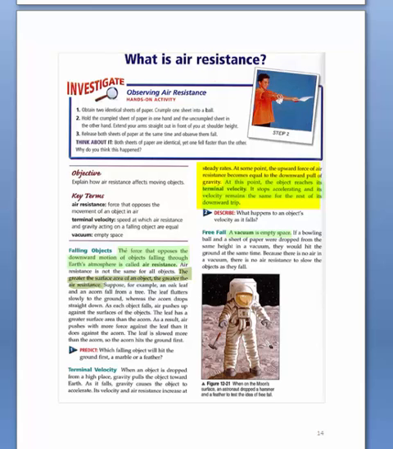At some point, the upward force of air resistance becomes equal to the downward pull of gravity. At this point, the object reaches its terminal velocity. It stops accelerating, and its velocity remains the same for the rest of its downward trip. 2. Describe. What happens to an object's velocity as it falls?